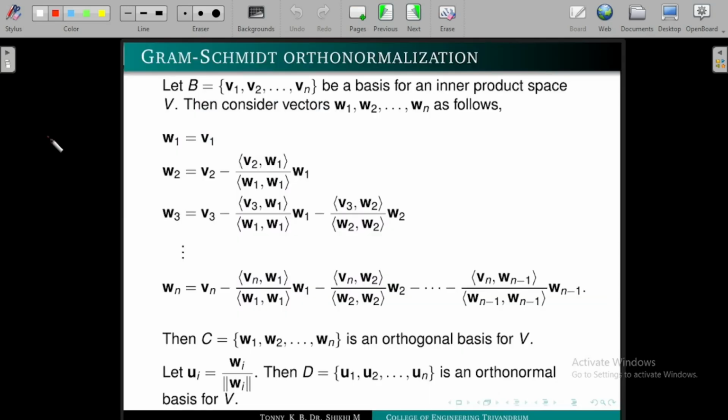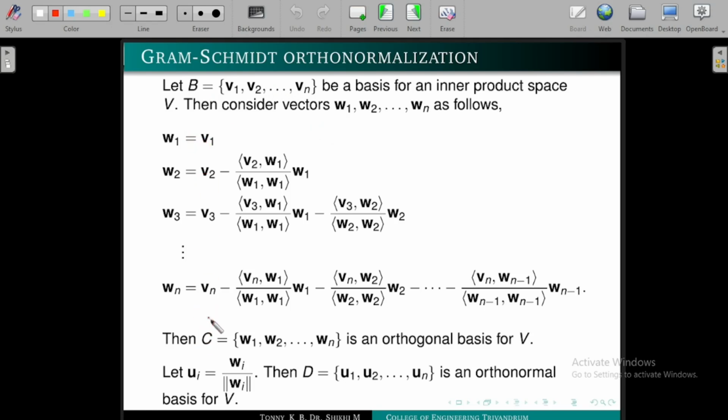So we have discussed the importance of an orthonormal basis of an inner product space. Now the question is, given a basis for an inner product space, how can we construct an orthonormal basis? The process is Gram-Schmidt orthonormalization. So given a basis B equal to v1, v2, etc., vn that may not be orthonormal, using this basis, you can construct another basis which is orthonormal also.